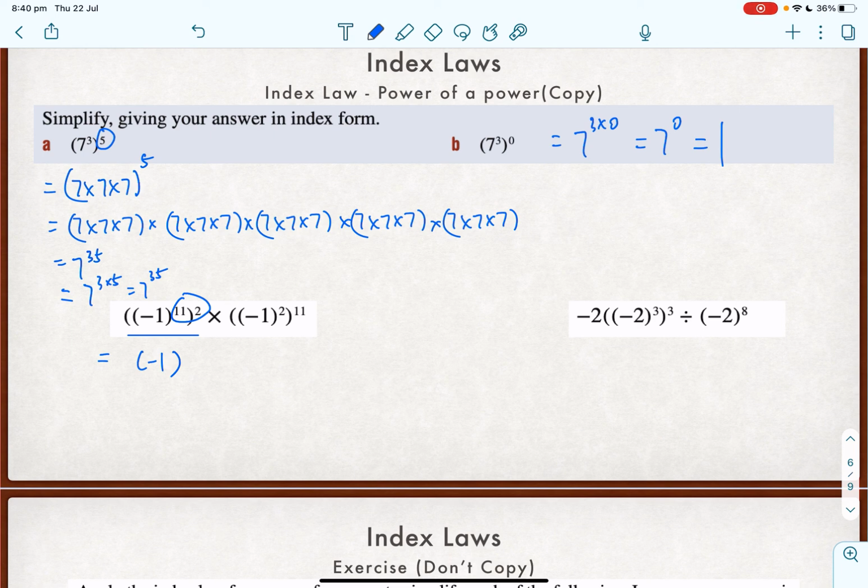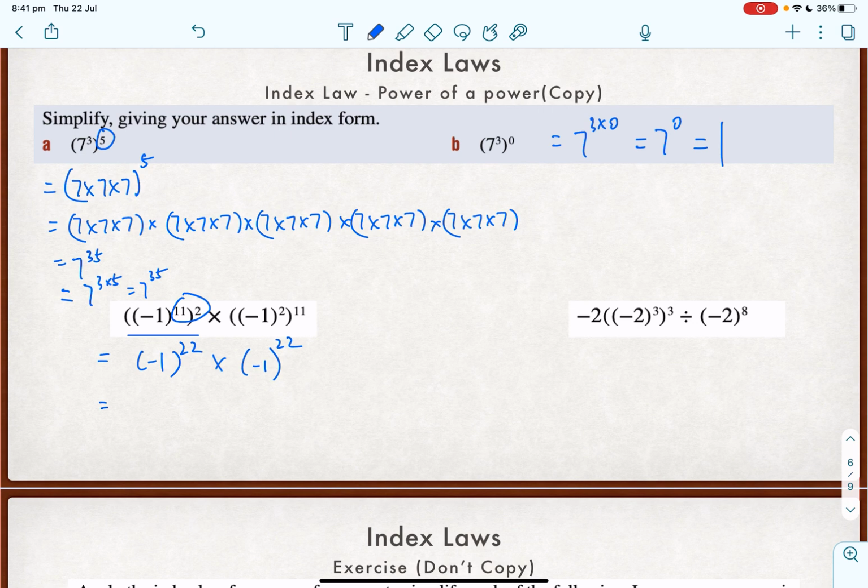2 times 11 is 22. Okay. Now times this one here. Well, again, the inner bracket is -1. So again, 2 times 11 is 22. Now the thing is, you've got a negative number times itself 22 times. Now, if you remember, a negative number times a negative number is positive. So that means every 2 negative numbers multiplied together become a positive number. And that means any even index is going to cancel out the negative.